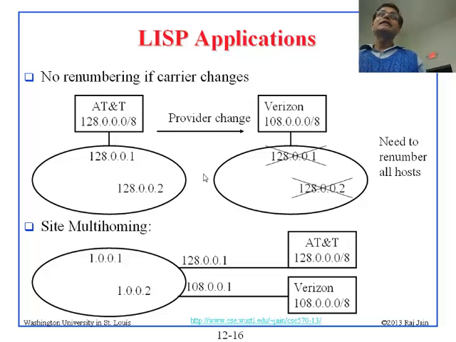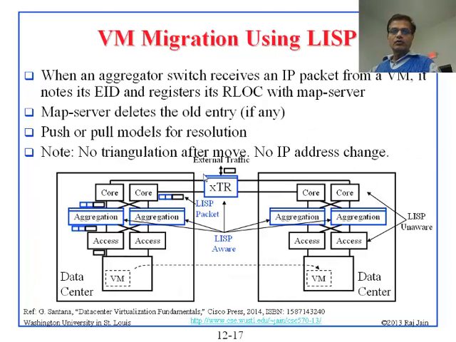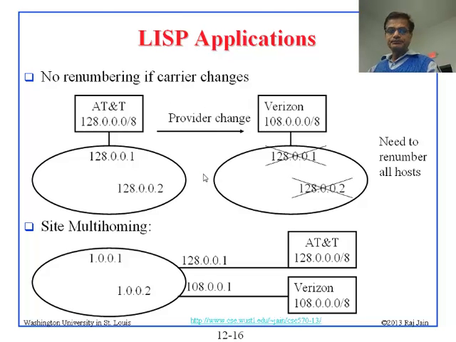Okay. Now with LISP, all this is gone because you don't change any of your addresses. These locators are basically what the rest of the world uses, and so you can go from carrier to carrier.